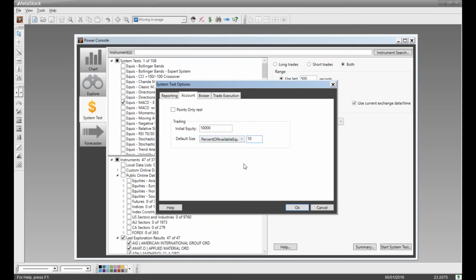Meaning if you have $10,000 in your account, you're going to be trading 10% of that. Let's say that you generate another $2,000 within the first couple of months. We're going to be trading 10% of $12,000. So to adjust for that over time.